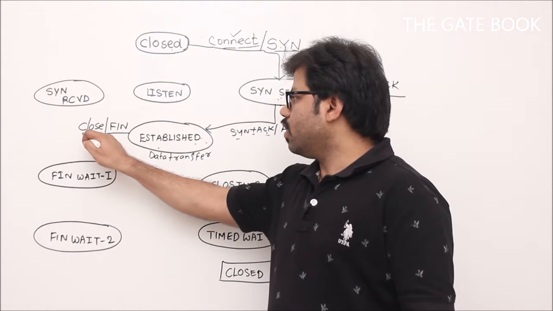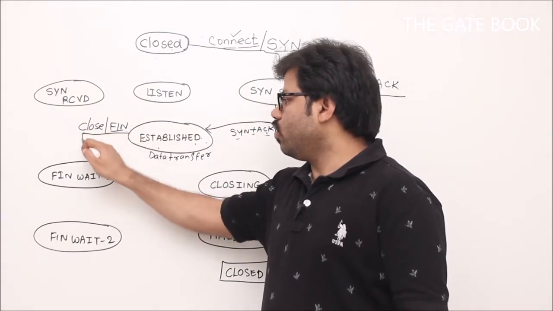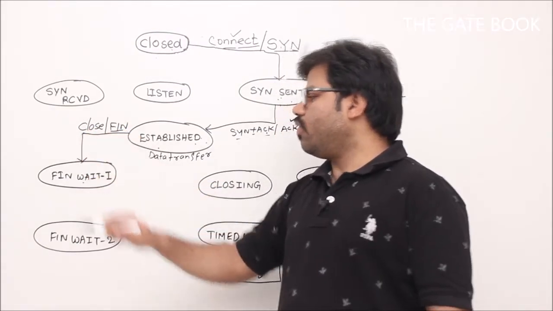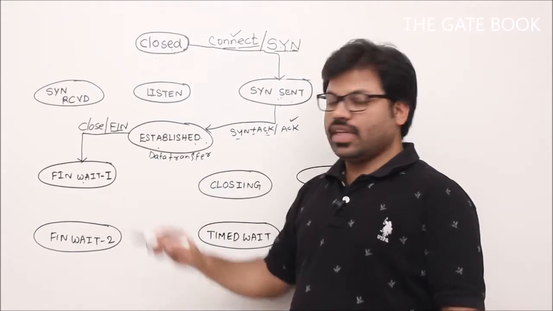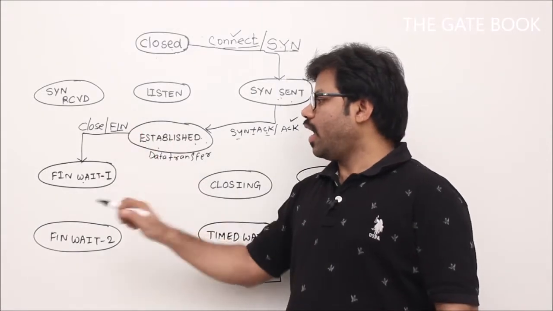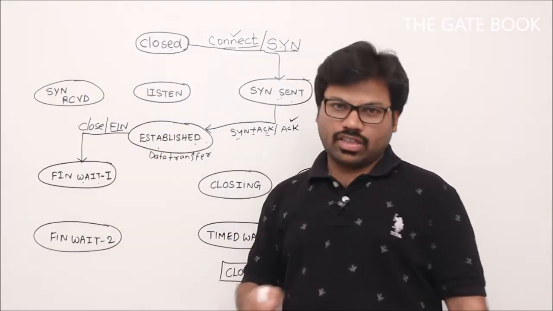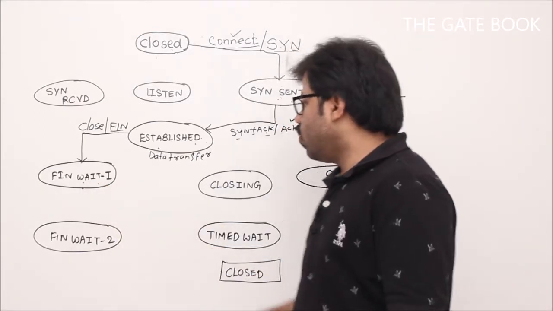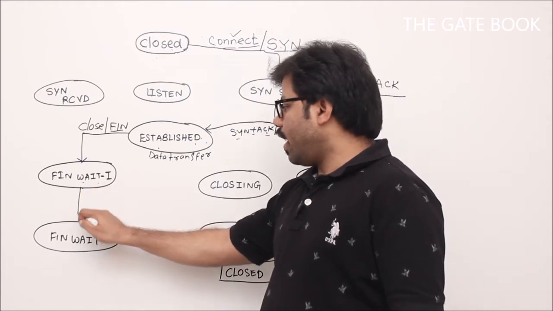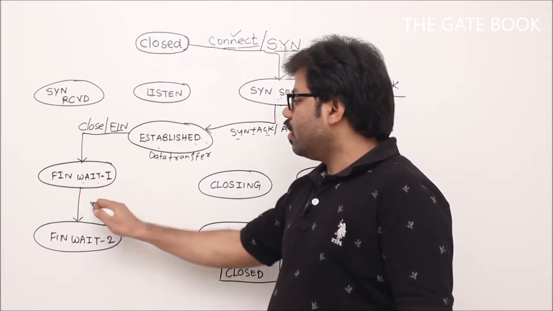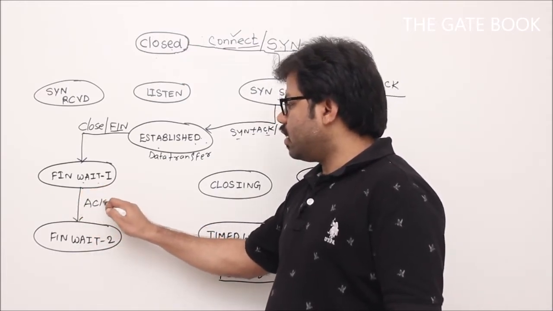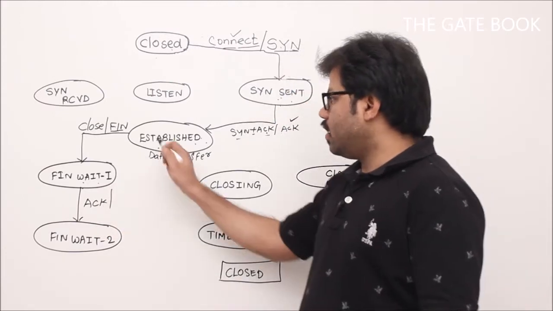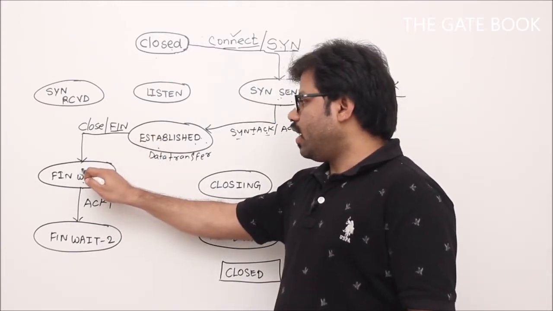So close, FIN. Whenever we send FIN, we will go to this state. What is this state? FIN wait 1. The meaning is that we just sent FIN and we are waiting for the acknowledgement. What if the acknowledgement is received? Then what are you going to do? When you get the acknowledgement, what is the action you are going to take? I sent FIN and I am waiting for acknowledgement.